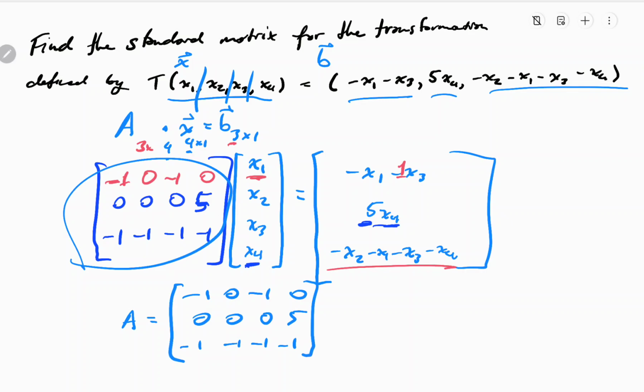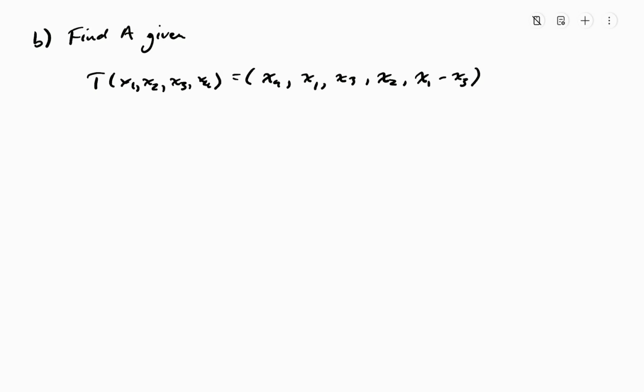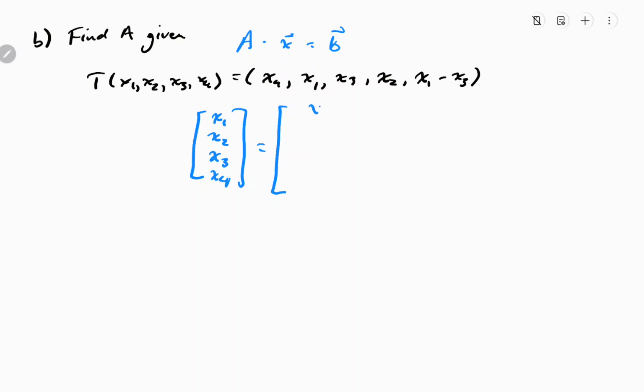Okay, let's see if I can find another example. All right, so here's the second one. Once again, our first step will be to write it out in column form as opposed to list form. So I'm going to go ahead and do that. Our x1 will be, once again, x1, x2, x3, and x4. Then this one will be x4, x1, x3, and then our x2.